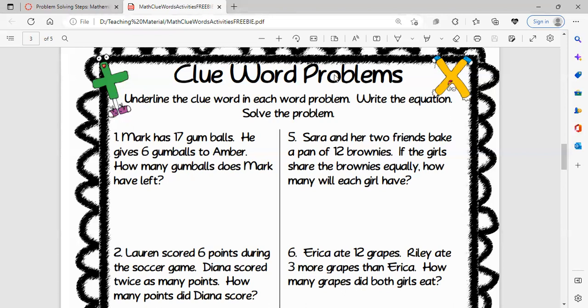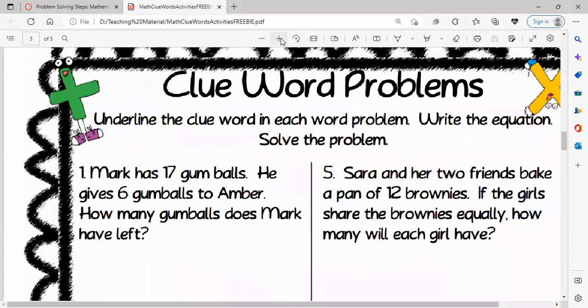All right, so let me get the problem a little closer to the screen, so we can look at those 2. So problem 1 says Mark had 17 gumballs. He gives 6 gumballs to Amber. How many gumballs does Mark have left? What is the keyword in this problem? Is anyone seeing it?